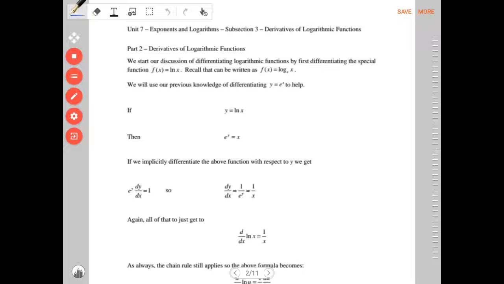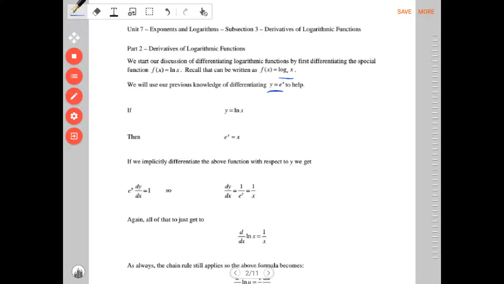As we start our discussion of differentiating logarithmic functions by first differentiating the special function f of x equals ln x. Recall that ln x can be written as log base e of x. And we're going to use our previous knowledge of y equals e to the x to help. Remember the derivative of e to the x was just e to the x, and we had to worry about chain rule. All right, so we're going to start off with this, y equals ln x.